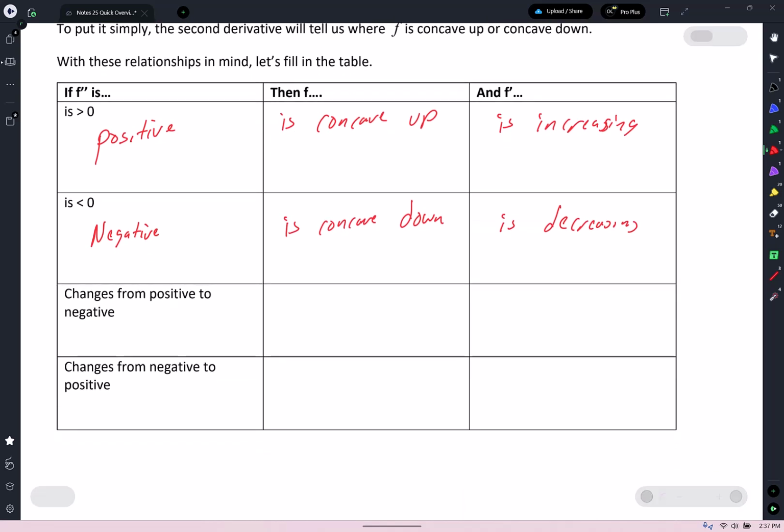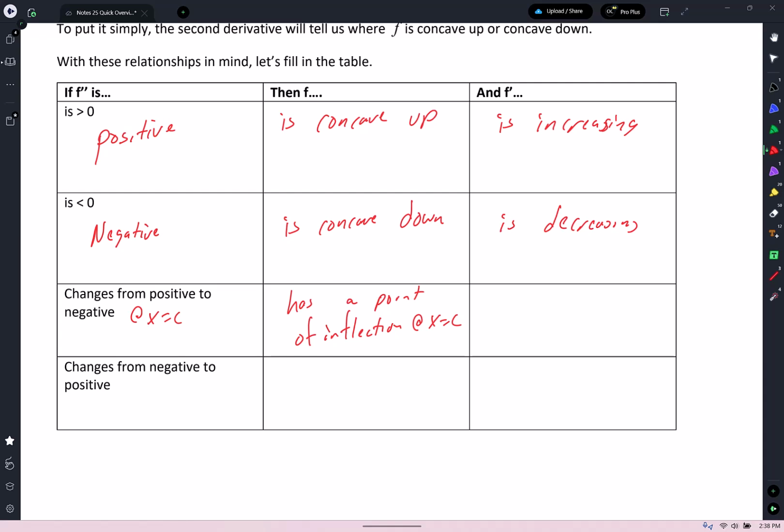If f prime prime changes from positive to negative, what does it mean about f? Point of inflection. It changed from concave up to concave down. So f has a point of inflection wherever it changes from positive to negative. If it changes from positive to negative at x equals c, then f has a point of inflection at x equals c.